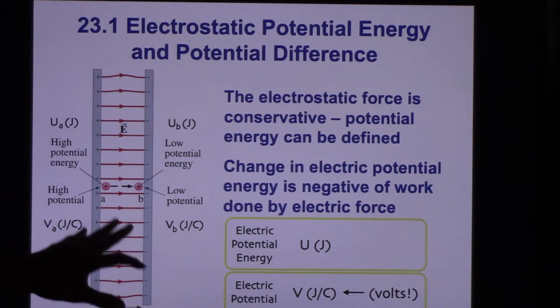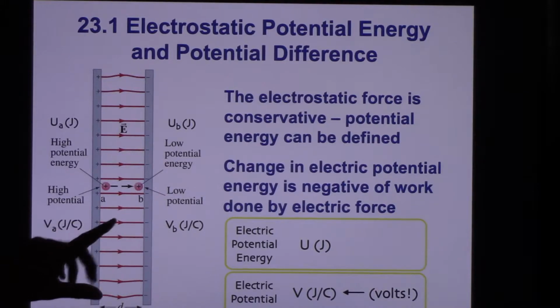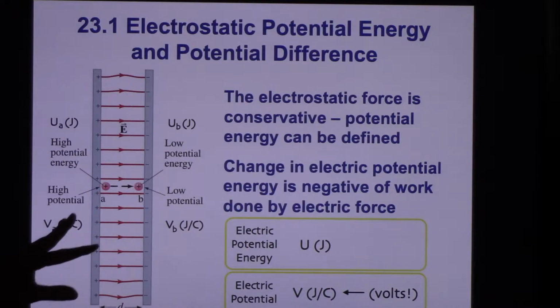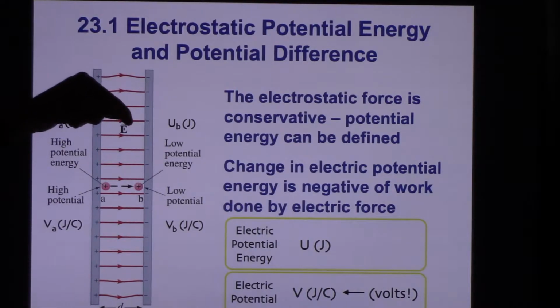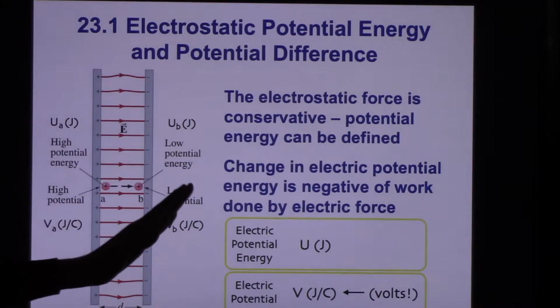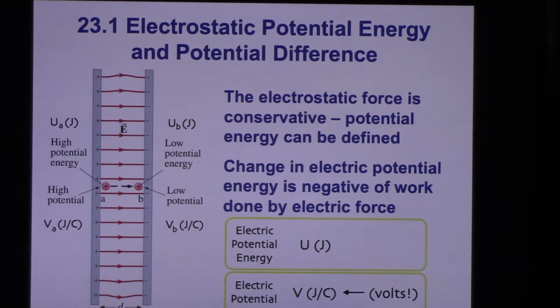So electric potential doesn't directly have to do with the force. Electric potential has to do with the electric field. So if the electric field in this diagram is directed from the left side to the right side, by definition we say that the electric potential is higher on the left side and lower on the right side.